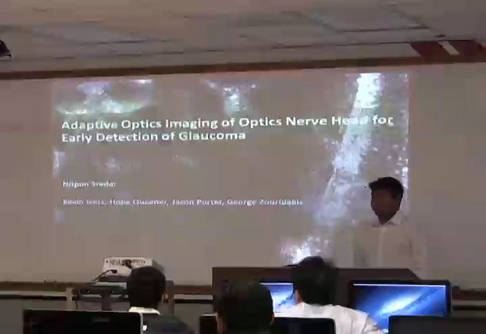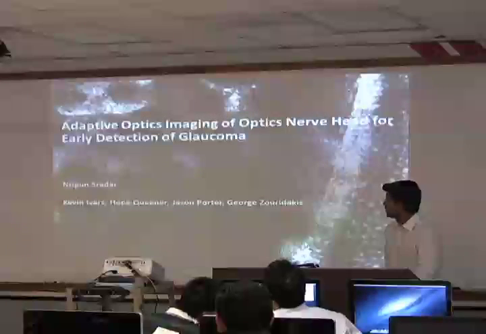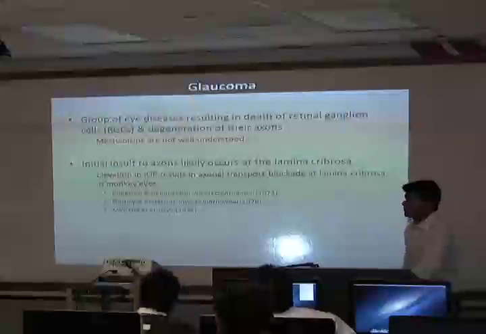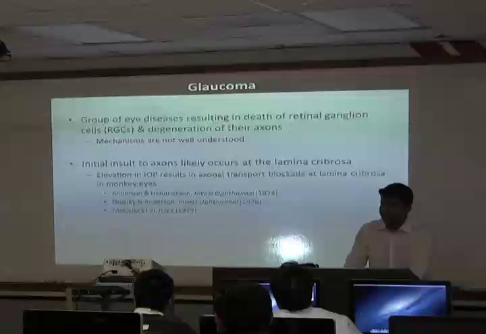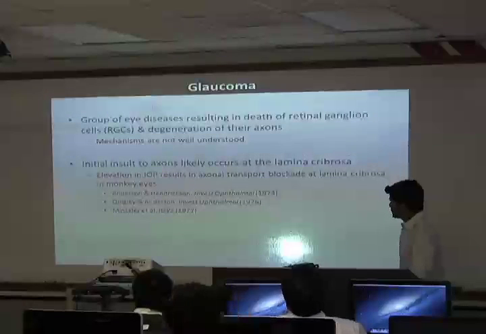Good morning everyone, my name is Nipun Sugar and today my talk will be on adaptive optics imaging of the optic nerve for early detection of glaucoma. What is glaucoma? Glaucoma is a group of eye diseases that result in the death of ganglion cells and degeneration of axons. The mechanisms behind this disease are not fully understood.